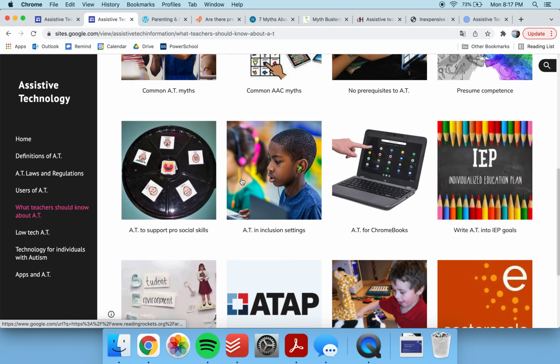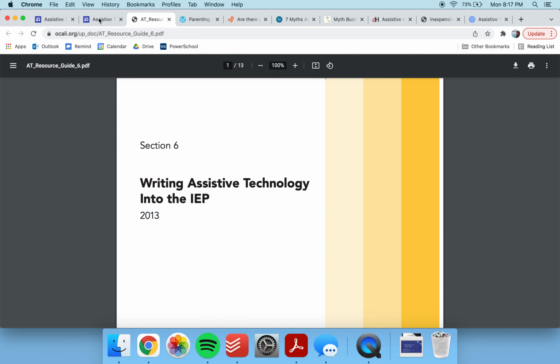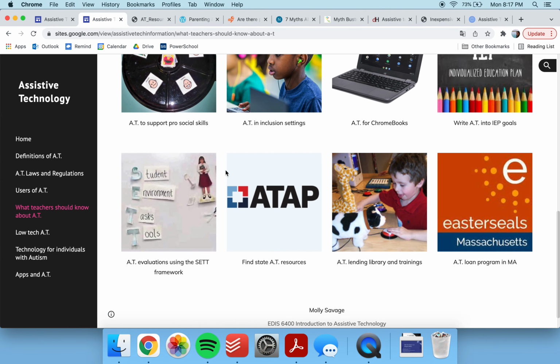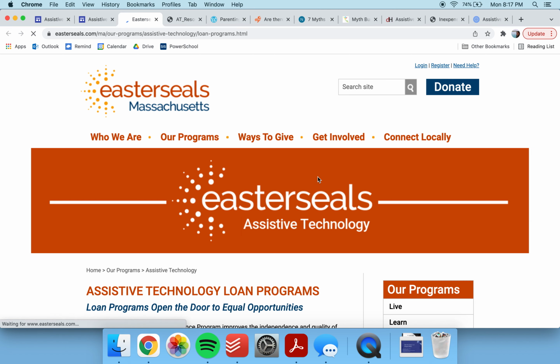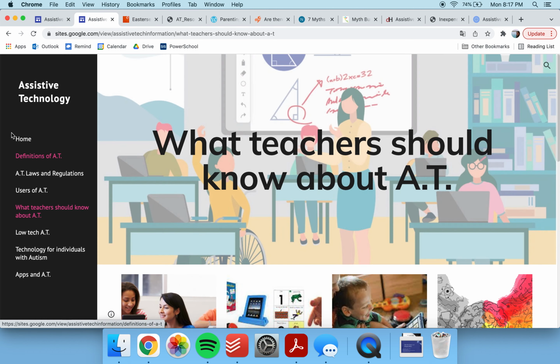Then I went into some specific forms of assistive tech that can be used in the classroom. I found some great information on writing AT into IEP goals. And then finally ended with some resources. My program is based in Massachusetts, so I found a great resource where you can actually loan out free assistive tech to do trials with students, so wanted to include some information about that.